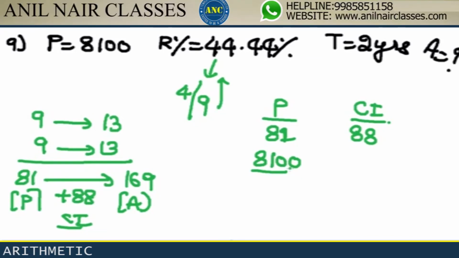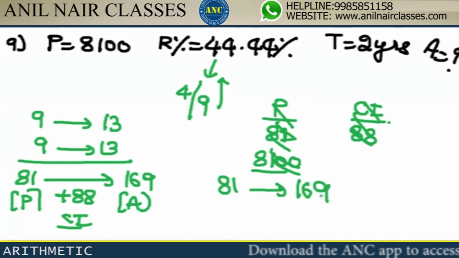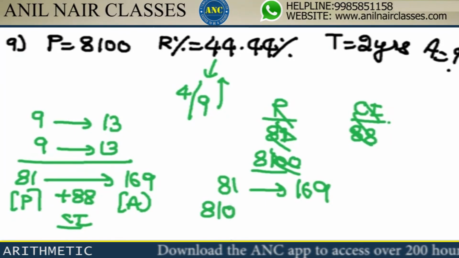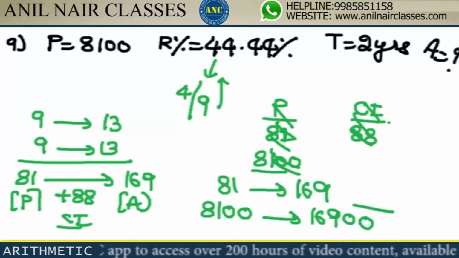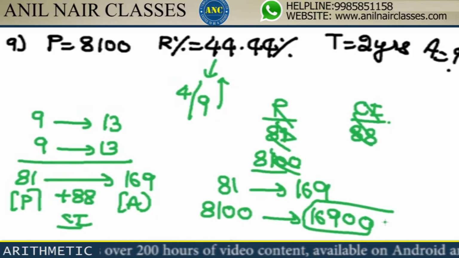Why are we getting 16900 as the answer? Oh, it is amount, I am doing CI. Okay, you are right, I am wrong. So 81 is big, giving 169, and I am doing CI. According to the question 8100, the answer is 16900 for the amount.